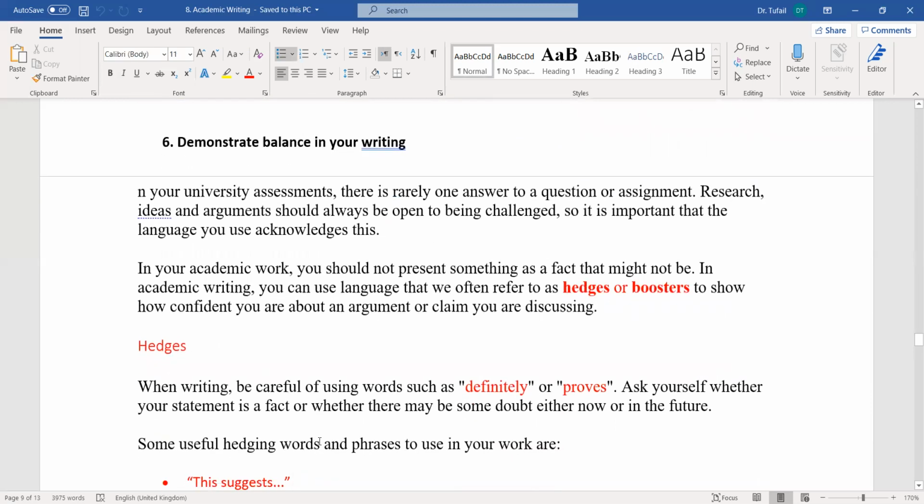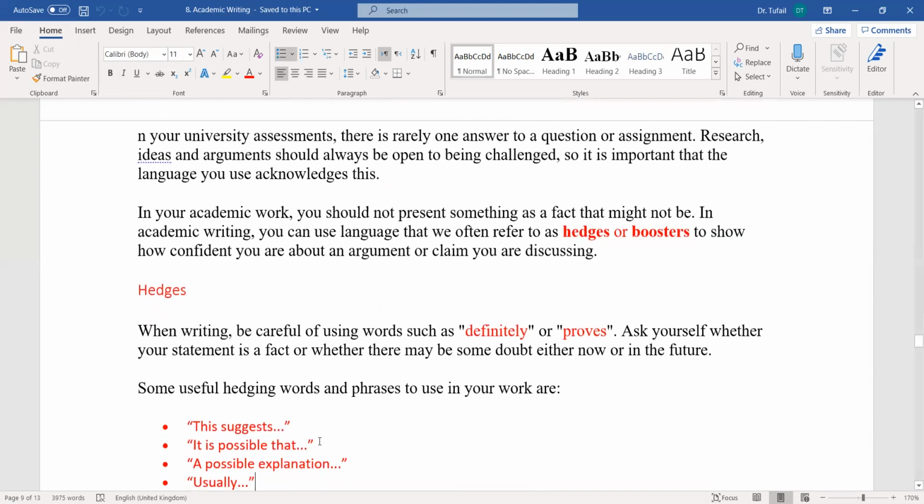What is balance? There is this very beautiful skill of academic writing, what we call balance. And when you are going to demonstrate this balance in your writing, your argument should have certain hedges and boosters. Okay, what are hedges? When writing, be careful using words such as definitely and proves. So these are hedges. Sometimes your argument is not completely conclusive, or you cannot authoritatively say something.